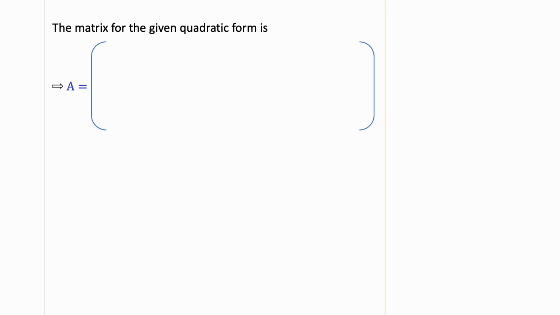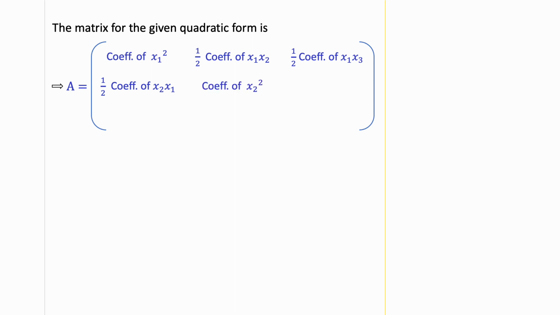The first row, first element is coefficient of x1 square. The second element is half of coefficient of x1, x2. The third element is half of coefficient of x1, x3. In the second row, the first element is half of coefficient of x2, x1. The second element is coefficient of x2 square. The third element is half of coefficient of x2, x3.